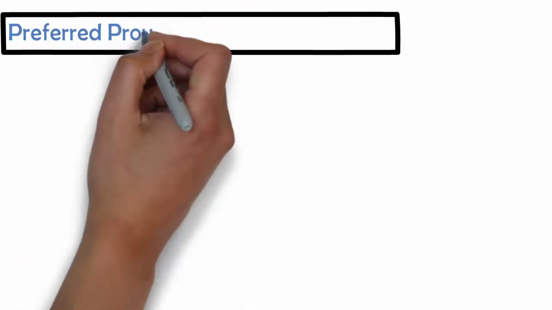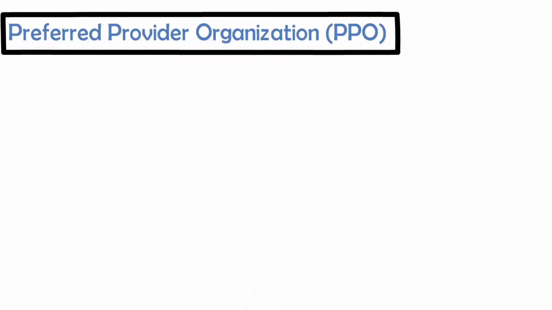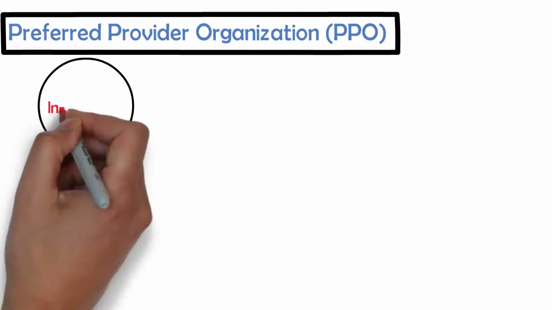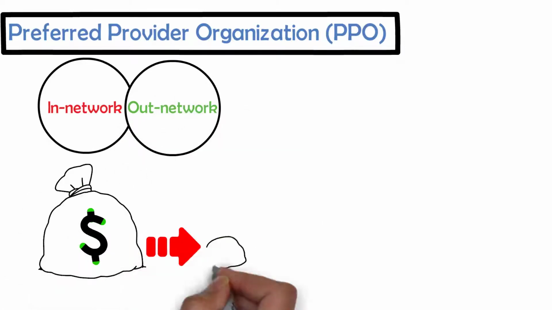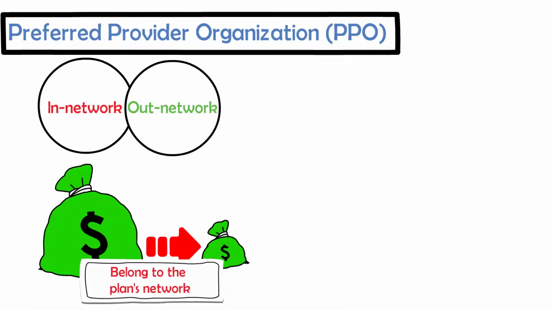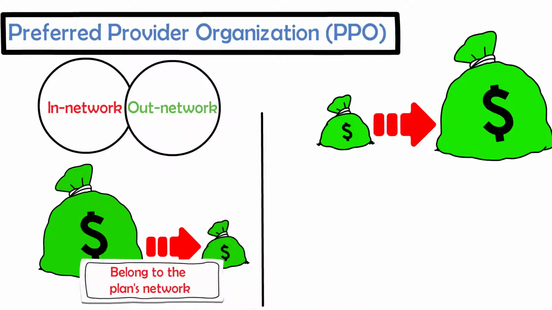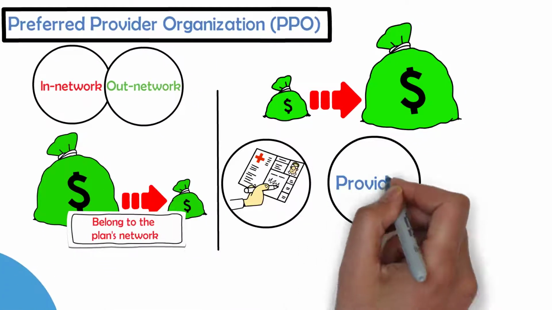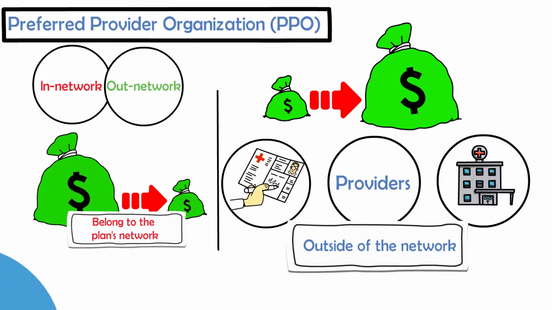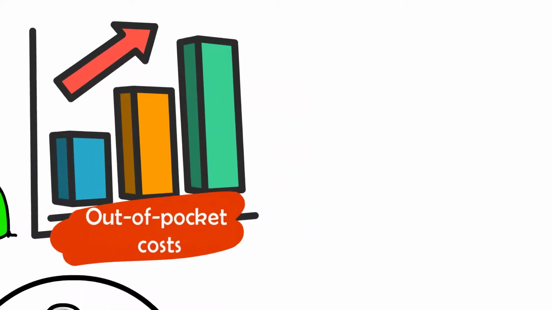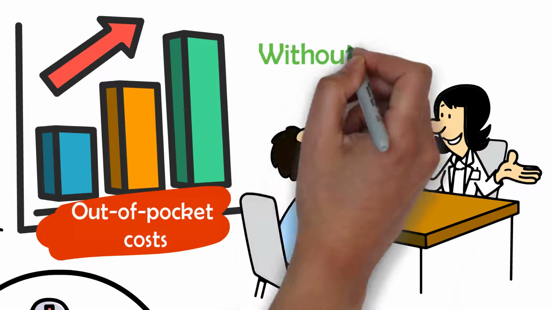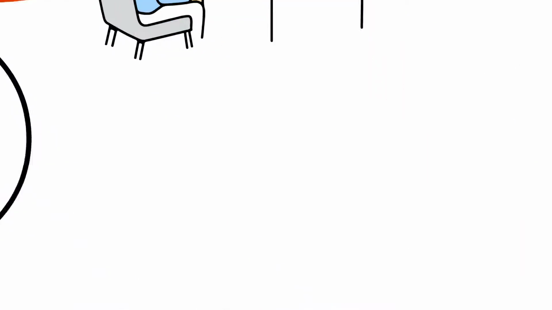Let's look at each network type. Preferred Provider Organization, PPO. PPOs give you the choice of getting care from in-network or out-of-network providers. You pay less if you use providers that belong to the plan's network. You'll pay more if you use doctors, providers, and hospitals outside of the network, and you may have higher out-of-pocket costs for services. If you have a PPO plan, you can visit any doctor without getting a referral.